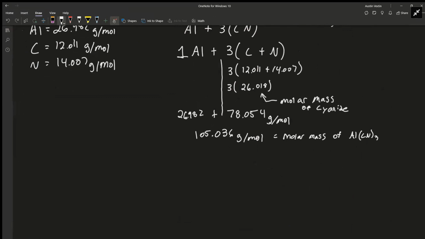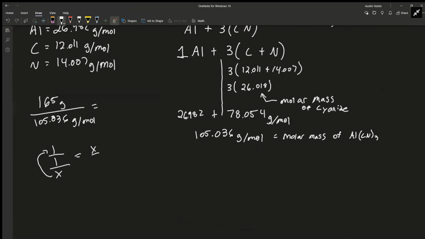Great. So we are almost done. We only have one step left. So we know that we have 165 grams of our compound. In that, how many moles do we have if we have 105.036 grams in every mole? So let's rearrange some stuff here. From algebra class, we know that if we have 1 divided by 1 divided by x, we can move this x from the denominator of the denominator up to the numerator.